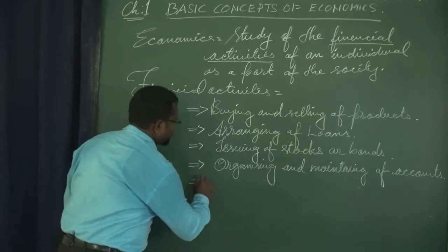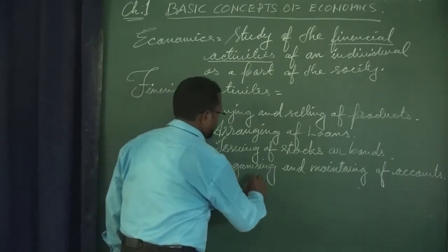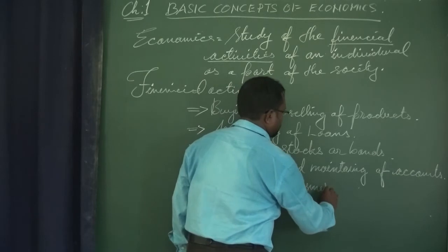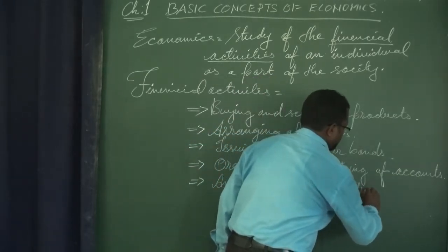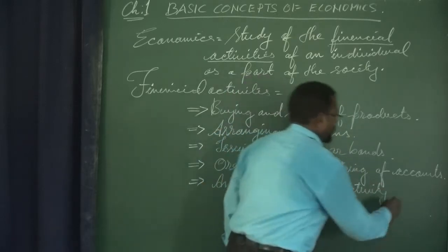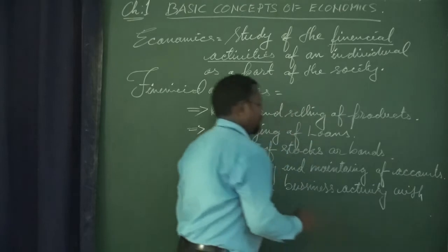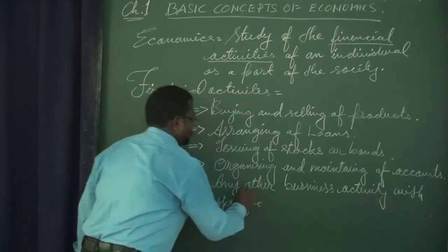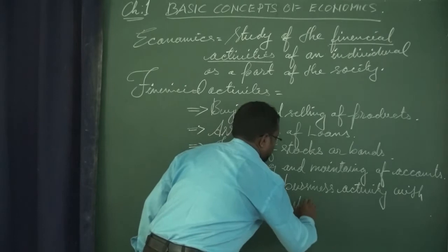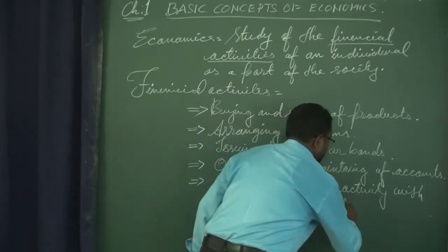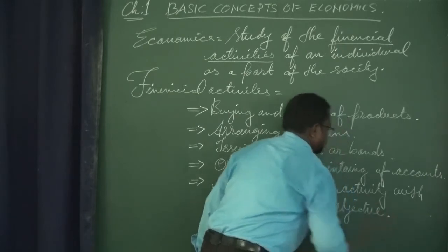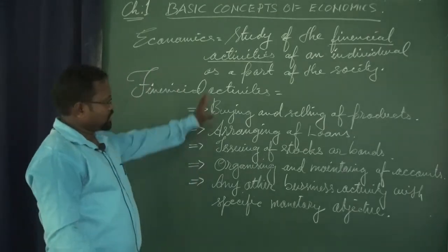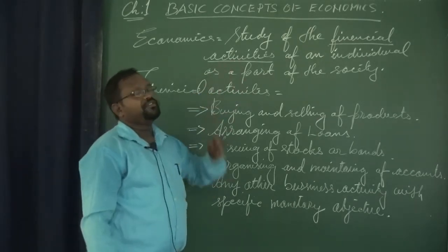And lastly, we can say any other business activity with a specific monetary objective. So the last one, we see, is any business activity with a monetary objective. So these activities come under the financial activities.